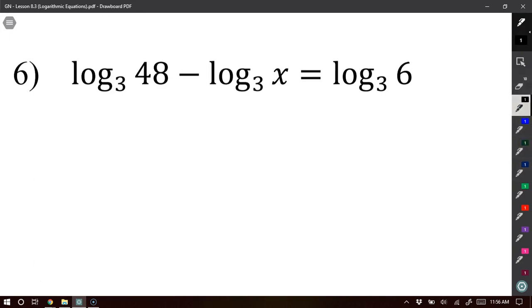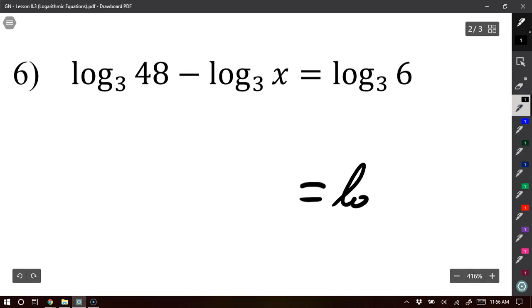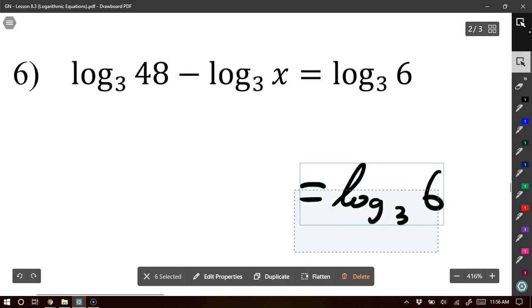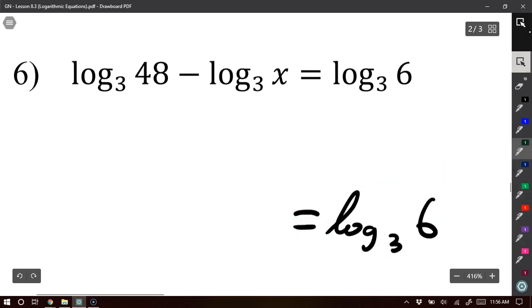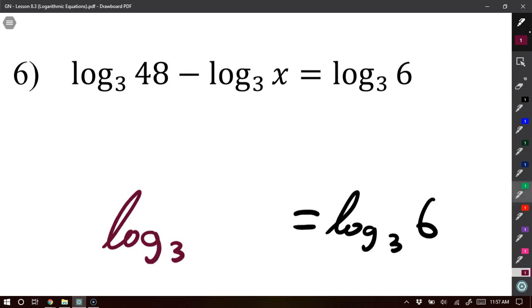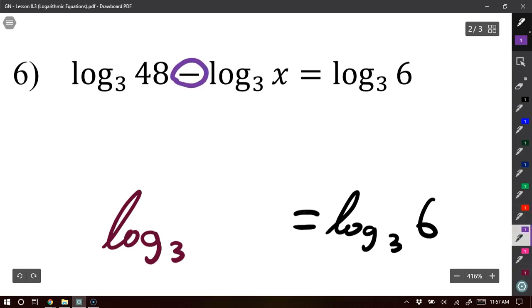Let's try it out. So right off the bat, I look at this and I read it. Man, that right side is nice. Log base 3 of 6. I mean, look at that. It's all by itself. It's so simple. But that left side is tricky looking. There's too many logs. I only want one log base 3, because then it's easy to do. So I look at it and I go, well, what can I do? How can I merge them together? Well, I am subtracting, and since I'm subtracting them, I want to use my quotient rule. I want to merge by division.